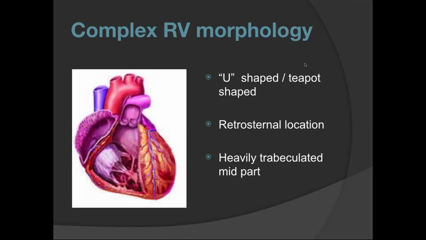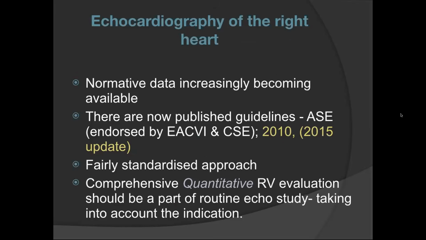There were certain problems also, other than following the crowd. The reason is that the right heart is a very complex shape. It is a teapot-shaped structure, with inflow and outflow. There is a broad inflow, and then there is an outflow tract very close to it. So, a typical structure. Most of it is hidden behind the sternum, and the right ventricle is also heavily trabeculated, particularly in the mid part. All these made imaging challenging. So, we gave up on collecting data and evaluating the right heart.